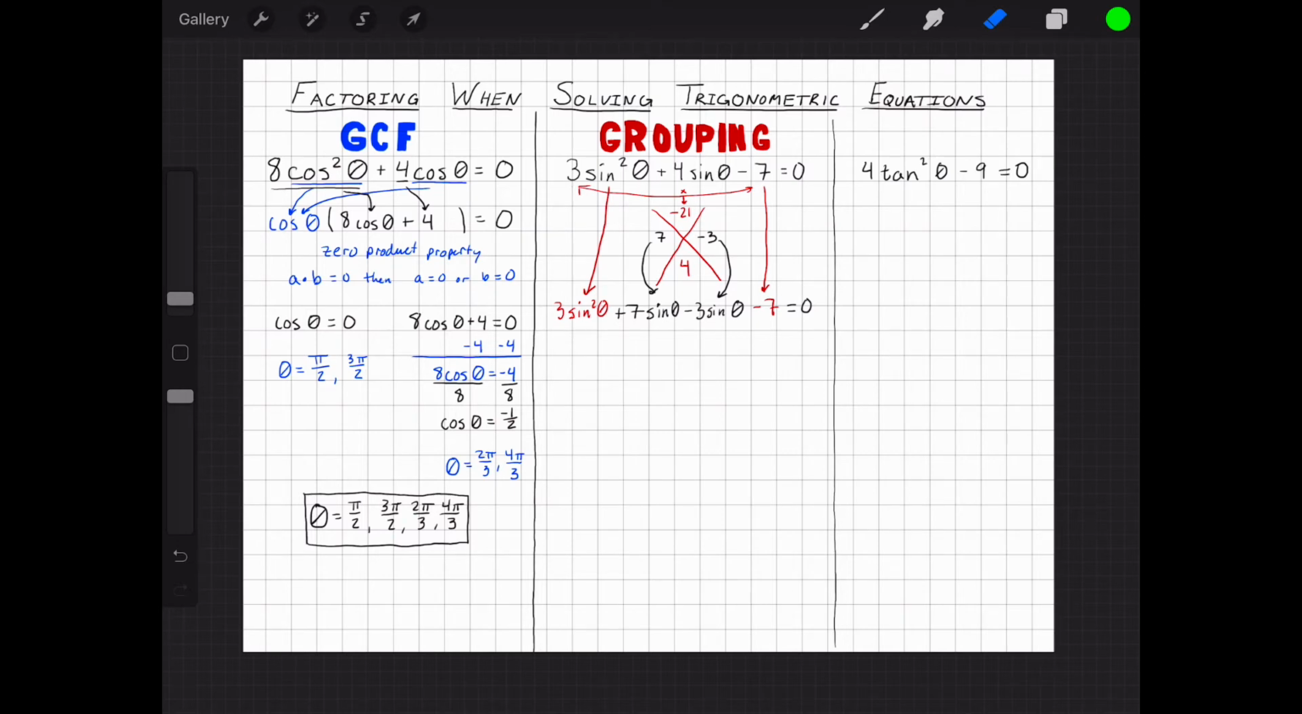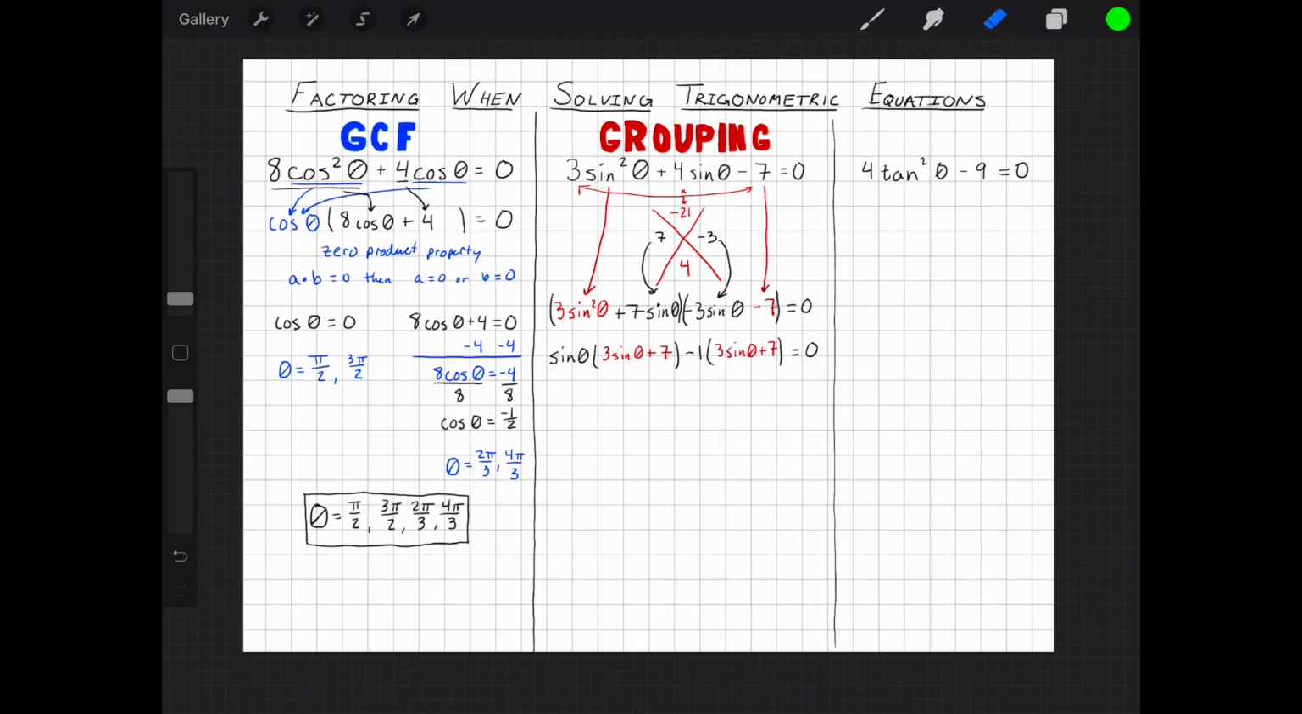And so what I'm going to do next is group the first 2 terms and the second 2 terms in parentheses. Then I'm looking for things that are greatest common factors, just like the first example. So I take out a sine of theta out of the first parentheses. That leaves me with 3 sine of theta plus 7. The second parentheses has a negative 1 in common, and so that leaves me with sine of theta plus 7.